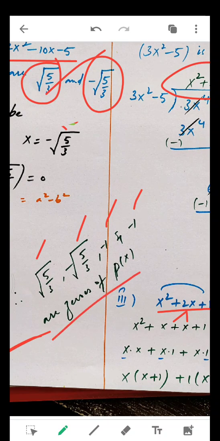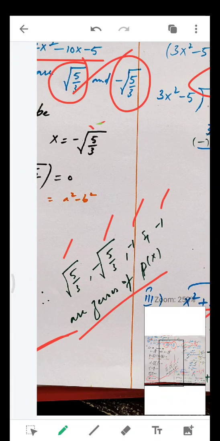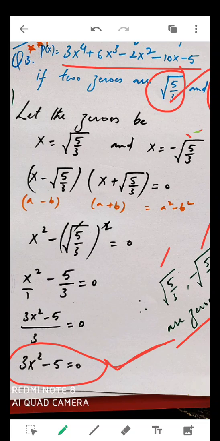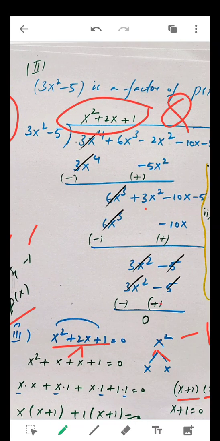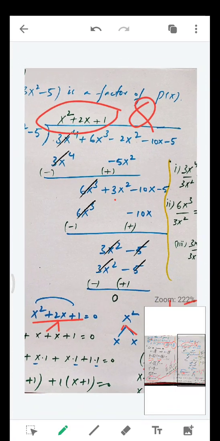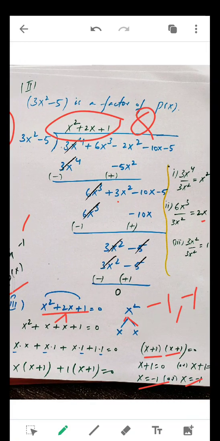So this is the way you have to do it. Nothing is new in this according to me, because you know how to use the a plus b, a minus b formula. You can easily find the equation, and you know how to divide a polynomial, and after dividing the polynomial you know how to factorize. So I think nothing is difficult in this for you, because you have done a lot of practice for these concepts.